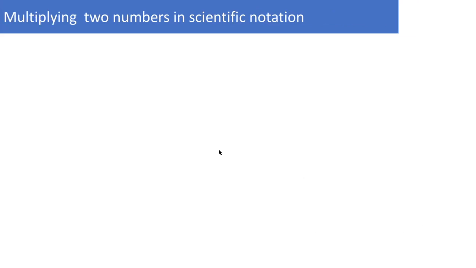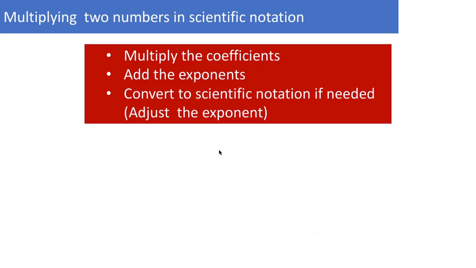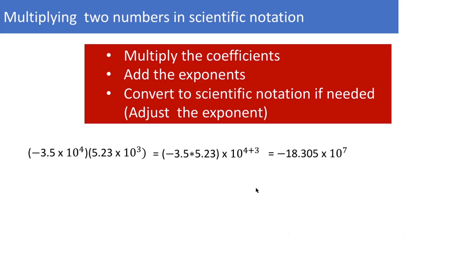Now, multiplying two numbers in scientific notations, that's easier than adding. So multiply the coefficients, add the exponent. That's the only time when we add the exponent. Convert to scientific notation if needed. Example, I'm multiplying this number times this number. So I multiply these two numbers first, keep the negative, it's a negative. So I'm multiplying these two numbers, and then I have to add 4 and 3, 7. I get this minus 18.305 times 10 to the power 7.